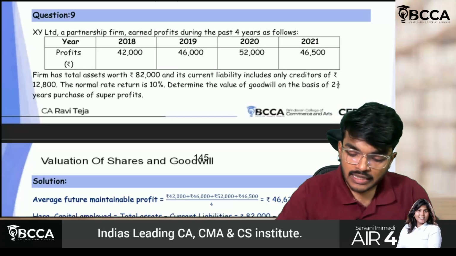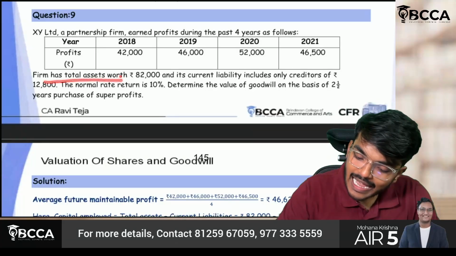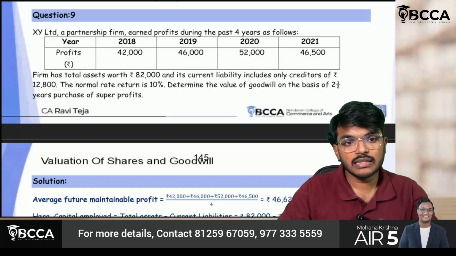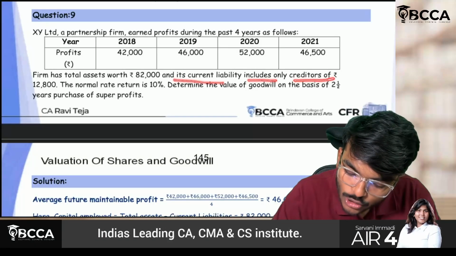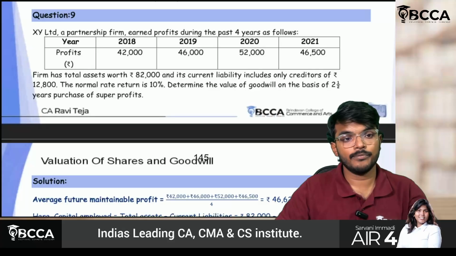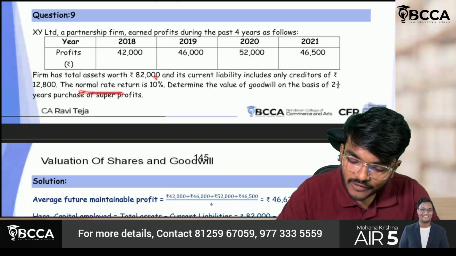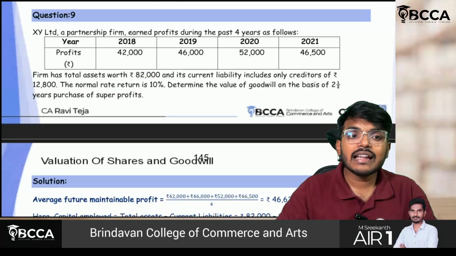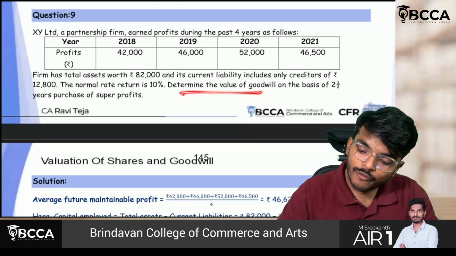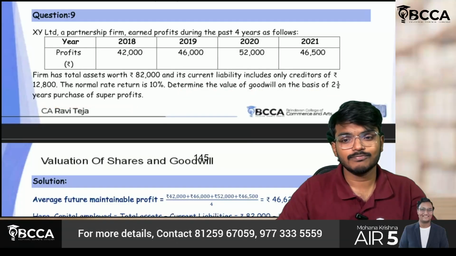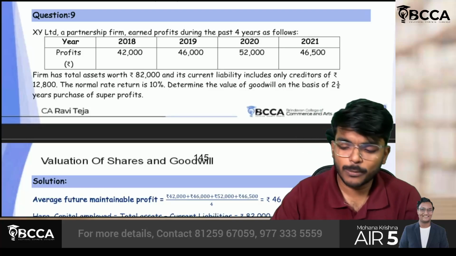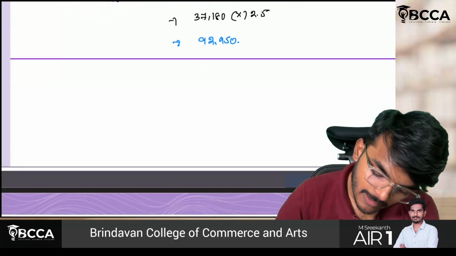They are saying the firm has total assets worth 82,000 rupees and its current liabilities include only creditors of 12,800. Normal return they have given is 10%, and they are asking us to calculate the value of the goodwill on the basis of 2.5 years of purchase of super profits. Simple. You have to remember the formula of super profits, then this question will be answered easily.